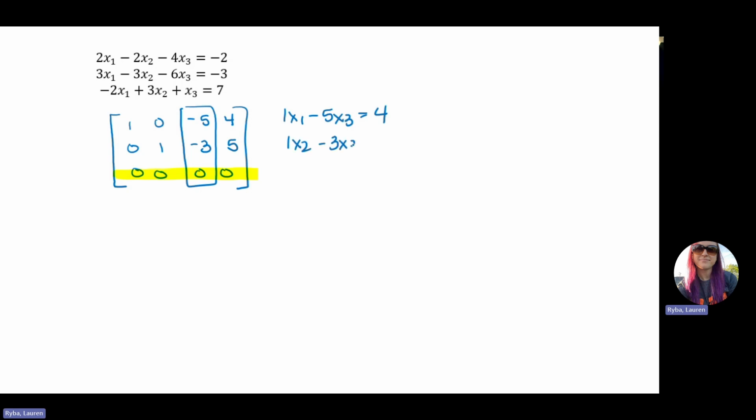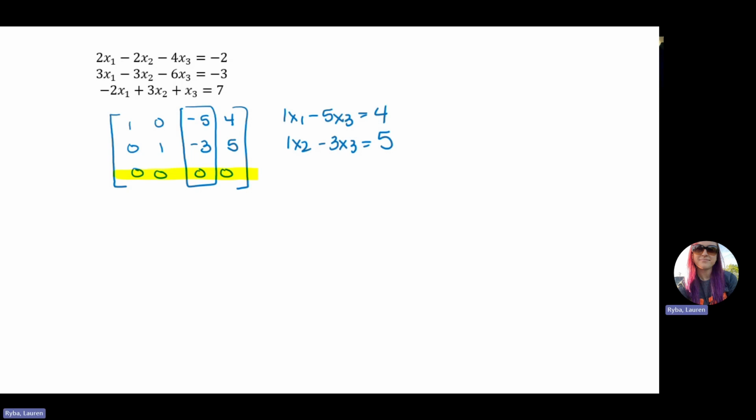x1 minus 2x2 minus 3x3 equals 5. So you can see that both x1 and x2 are tied to x3. The only way we can determine their value is if we know what x3 is. So x3 is the condition that we have to know first to be able to go back and solve for x1 and x2. Does that make sense?